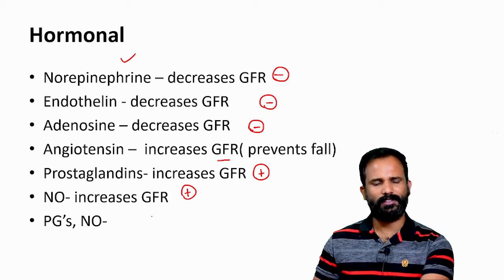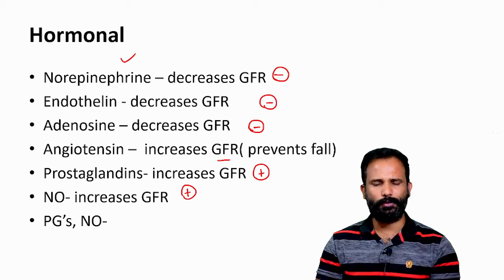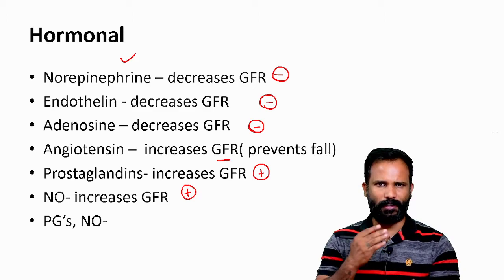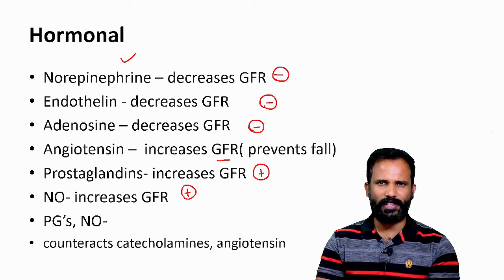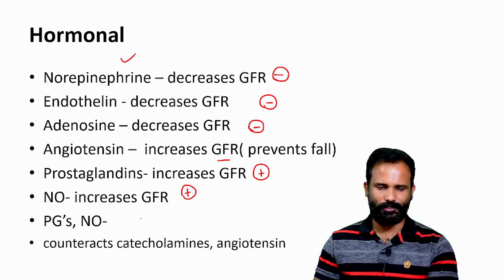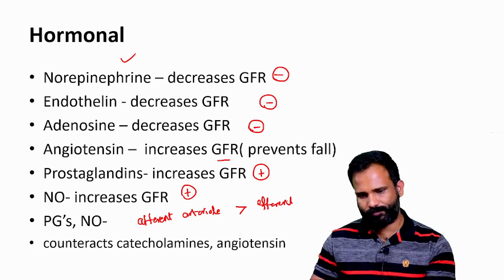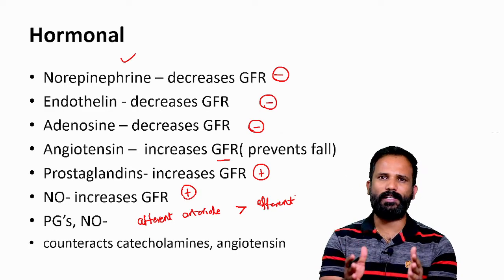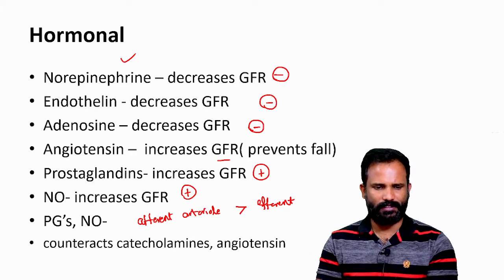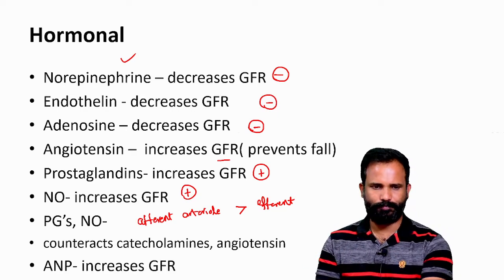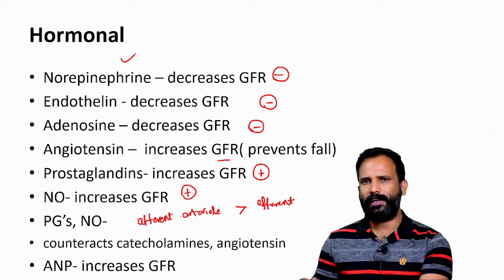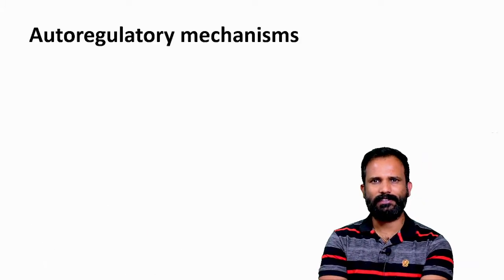And what prostaglandins and nitric oxide do is counteract the effect of catecholamines and angiotensin on the afferent arteriole. So they maintain the diameter of the afferent arteriole more than that of the efferent. That's why the afferent arteriole will have more diameter than the efferent to favor filtration, because prostaglandins and nitric oxide are more in the afferent arteriole. Atrial natriuretic peptide also increases the GFR.